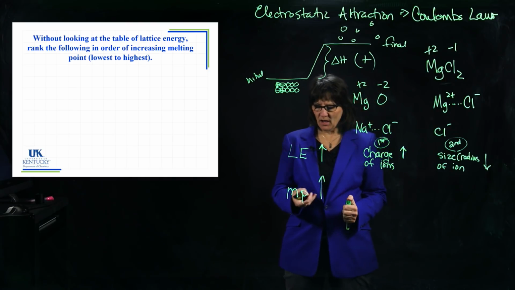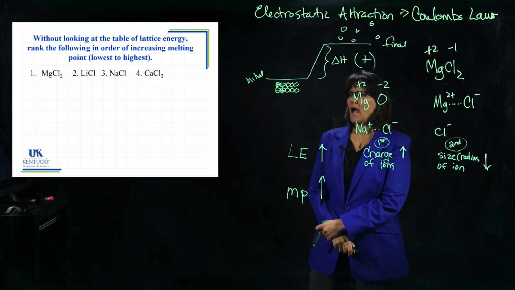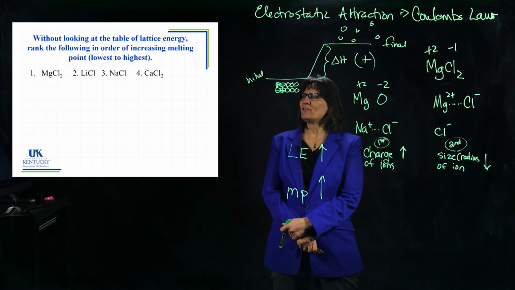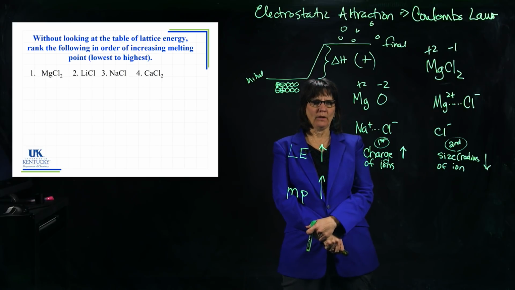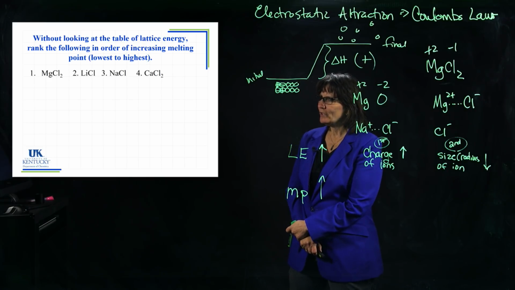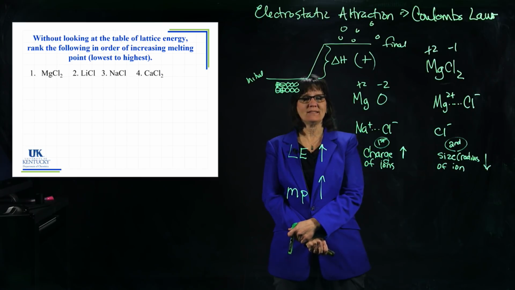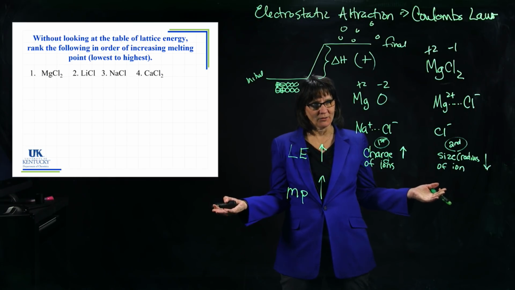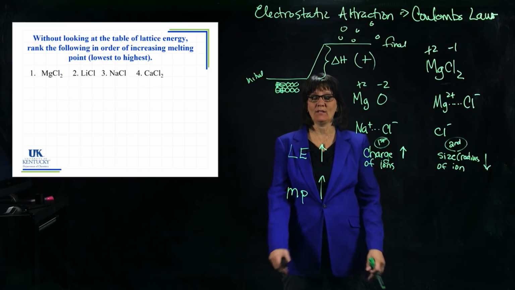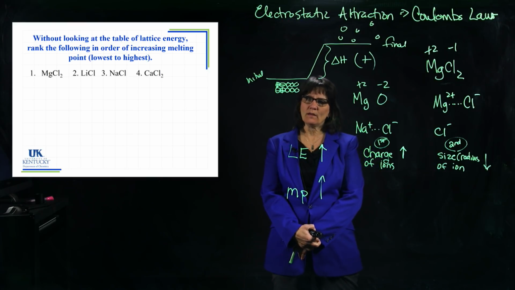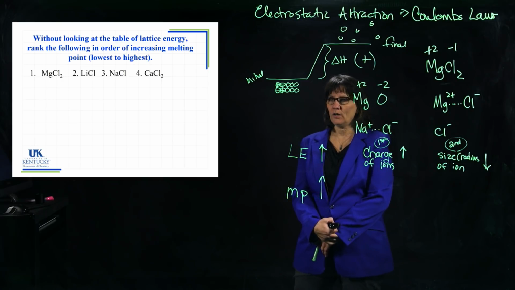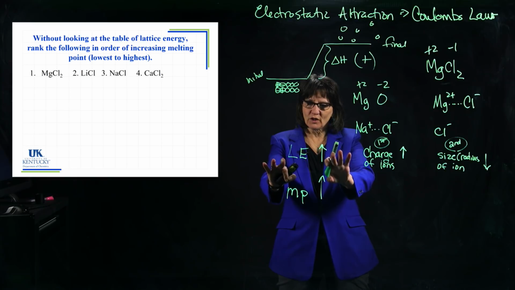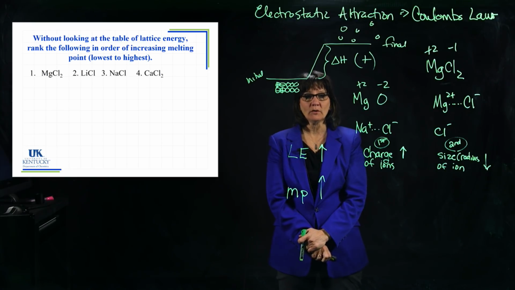So let's look at the compounds I'm giving you. I'm giving you these four ionic compounds. I'm asking you to rank them by melting point. I'm giving you the cue not to look at the table of lattice energies and melting points. If you do that, it's a useless exercise, okay? Because I won't give you the table on the test. So try to rank those using what you know here to figure out the lattice energies. And then once you've figured that out, you can rank them according to their melting point.